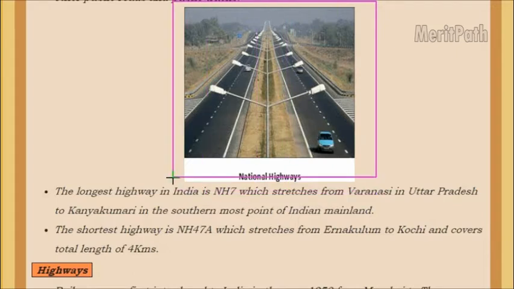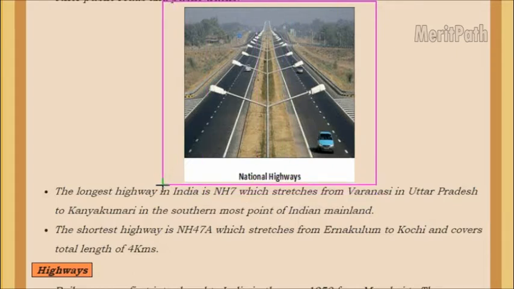Here we can see the national highway connecting different roads. The longest highway in India is NH7, which stretches from Varanasi in Uttar Pradesh to Kanyakumari in the southernmost point of the Indian mainland. The shortest highway is NH47A, which stretches from Ernakulam to Kochi and covers a total length of just 4 kilometers.